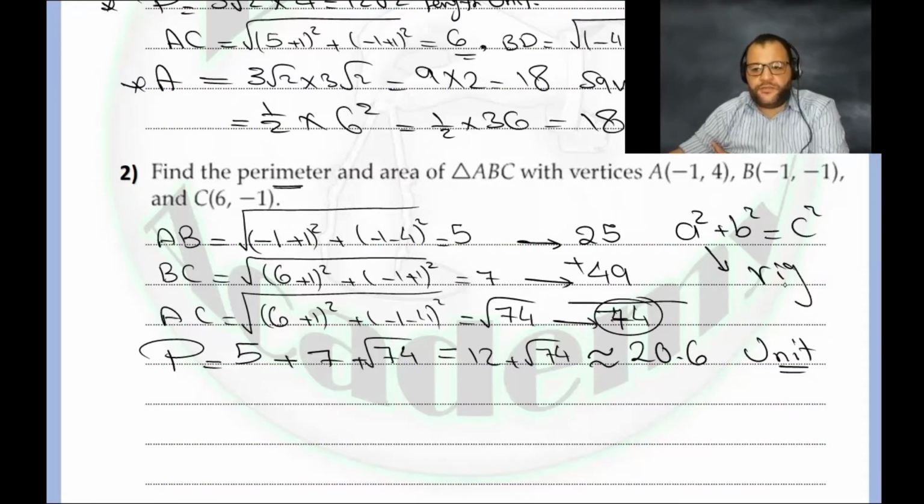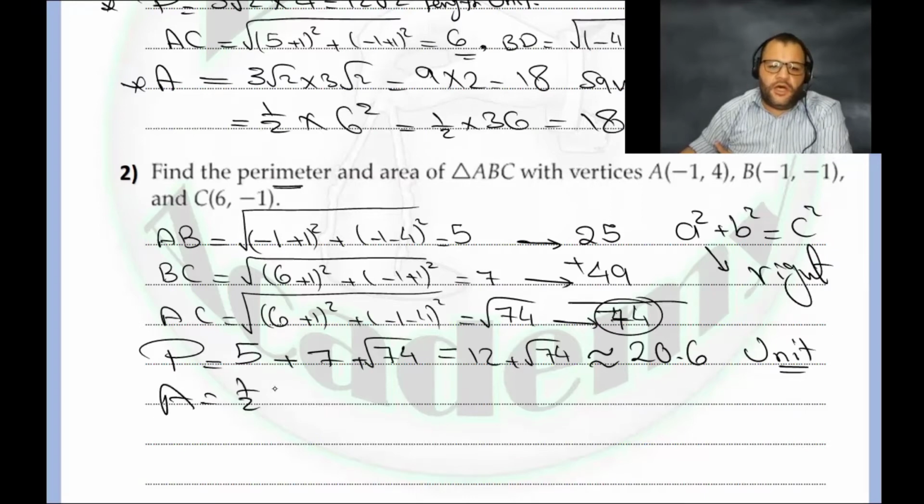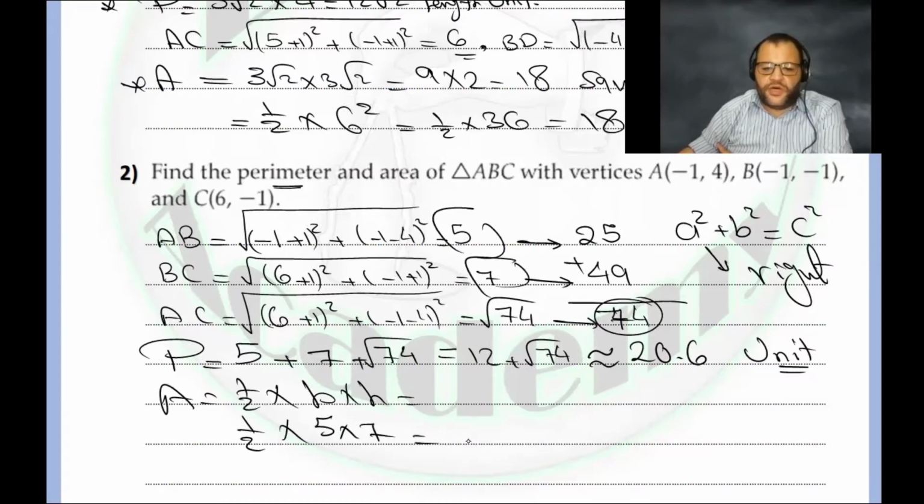So what is the area of the right-angle triangle? Half times base times height. Where is the base, where is the height? Of the two small sides, one of them is the base and the other is the height. So it will be 17.5 square units.